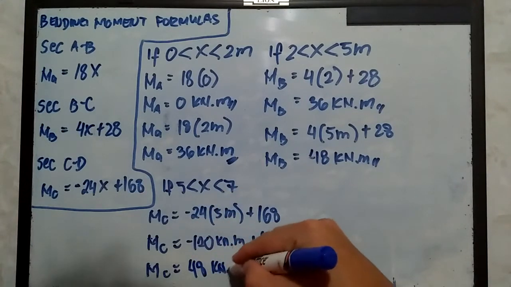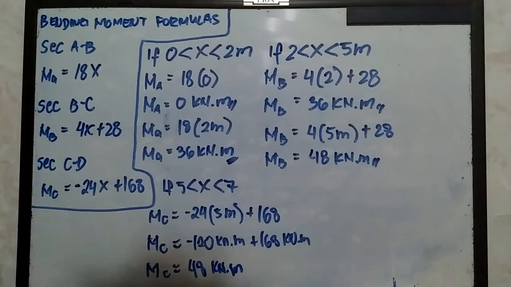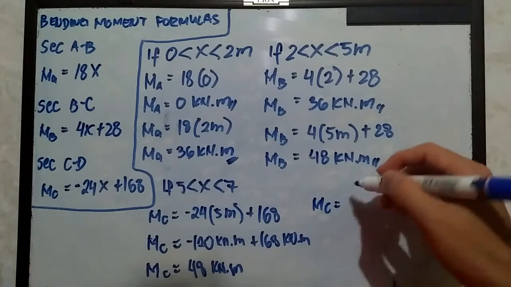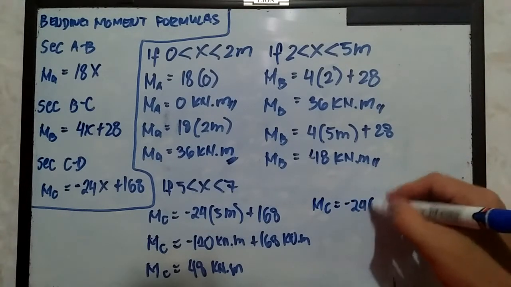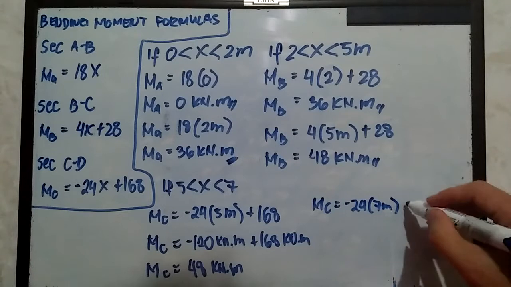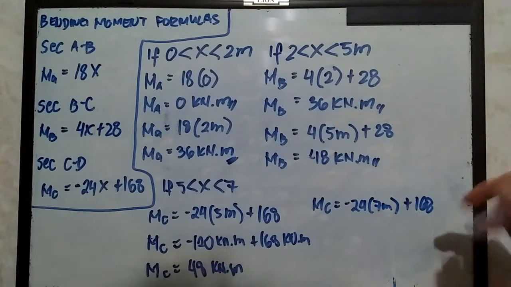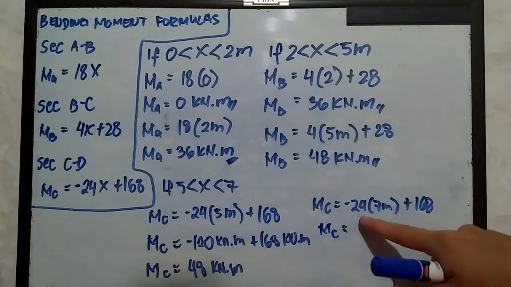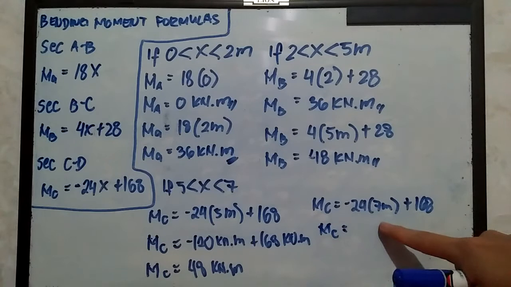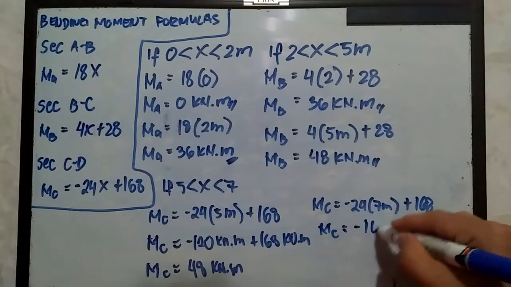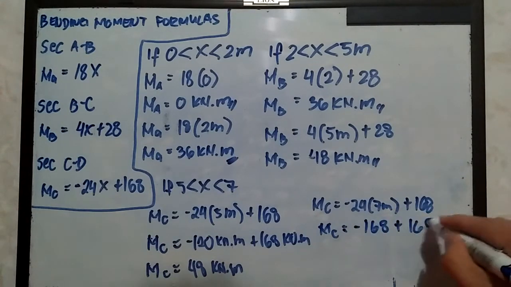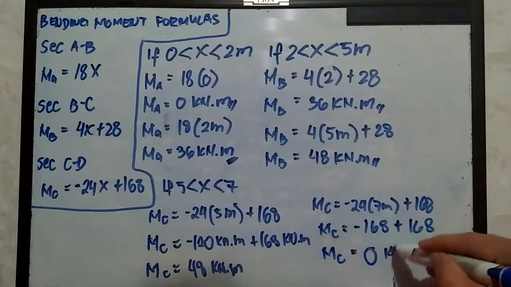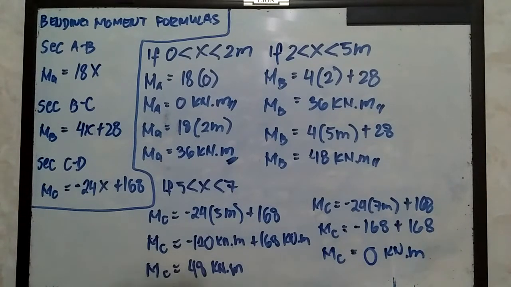48 kilonewton meter. And if we are going to assign x equals 7, so M sub C is equal to negative 24 multiplied by 7 meters plus 168, that is in kilonewton meter. So M sub C is equal to negative 24 multiplied by 7, that is basically negative 168 plus 168. So M sub C is equal to 0 kilonewton meter.